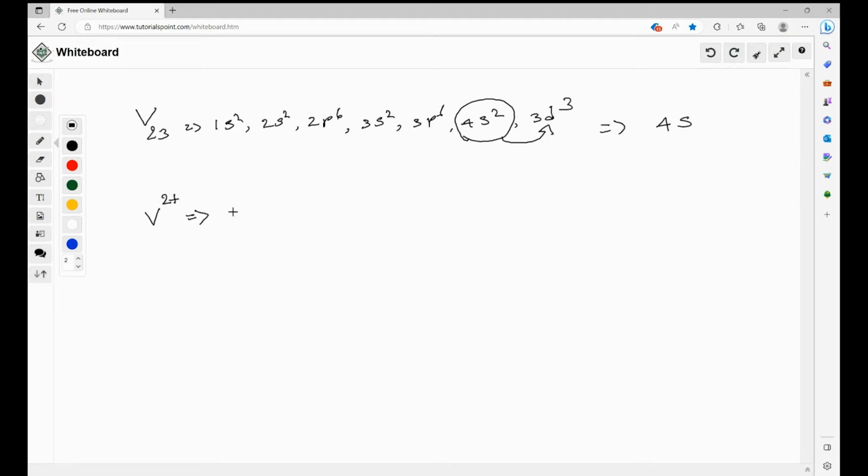Which is 1s2, 2s2, 2p6, 3s2, 3p6, remember 3d3, and 4s, because it has lost electrons from the outermost shell. This is the outermost shell. Hence, it has lost two electrons from this one. This is the configuration for vanadium 2 plus.